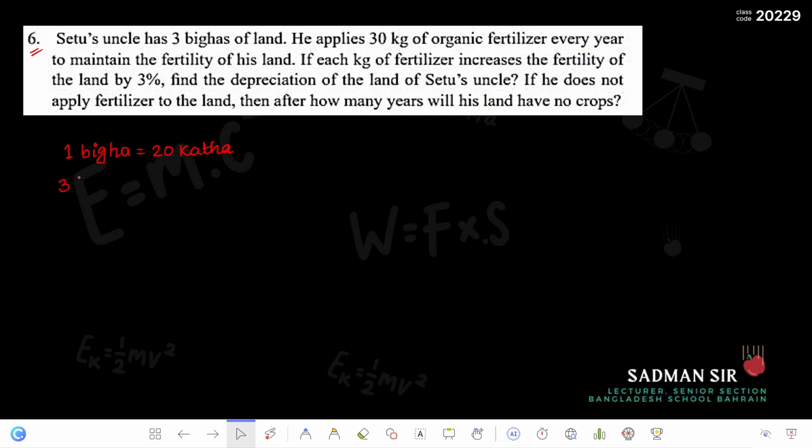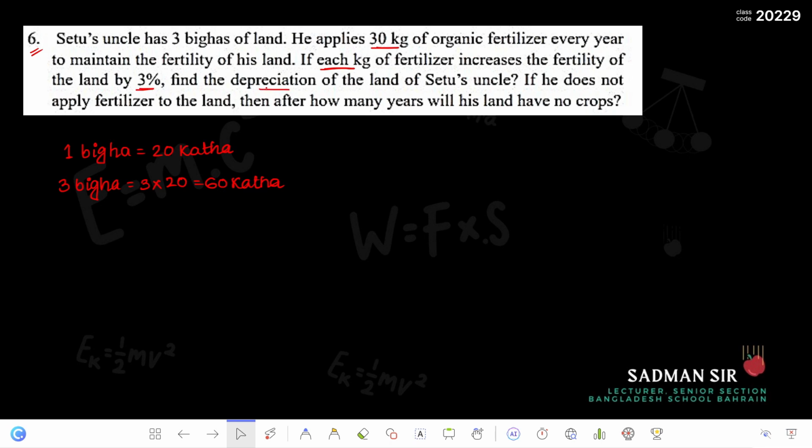How many does Shetu's uncle have? 3 bigha. So 3 bigha means how many katha? 3 into 20 equals 60 katha. Okay, good. Then he applies 30 kg of organic fertilizer every year to maintain the fertility of his land. That means when he applies 30 kg of fertilizer to this 60 katha of land, the fertility goes back to the initial amount, right? Now 1 kg of fertilizer increases the fertility of the land by 3%.